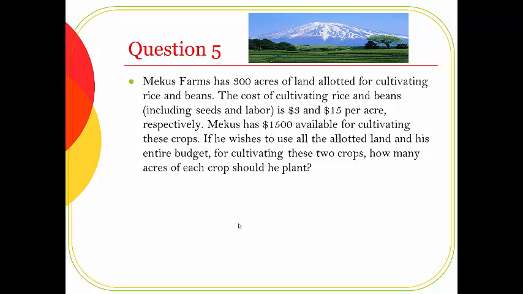Question 5. Mekus Farms has 300 acres of land allotted for cultivating rice and beans. The cost of cultivating rice and beans, including seeds and labor, is $3 and $15 per acre, respectively. Mekus has $1,500 available for cultivating these crops. If he wishes to use all the allotted land and his entire budget for cultivating these two crops, how many acres of each crop should he plant?